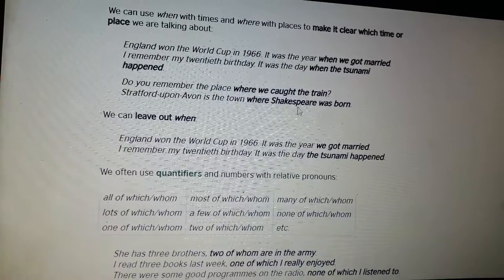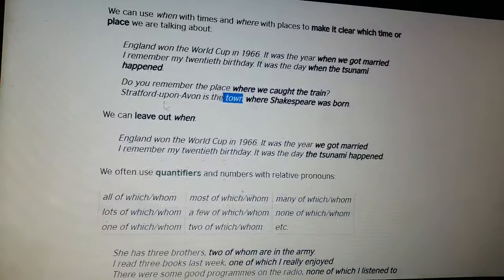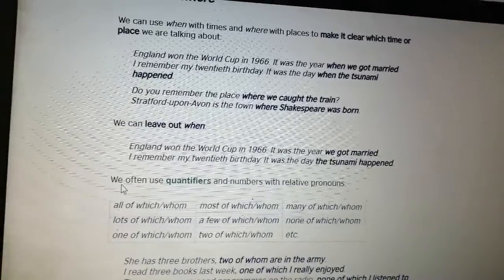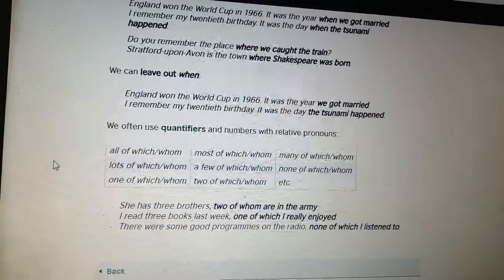Let's say Amman is the city. Let's change it: Amman is the city where we met. Where refers to Amman or to the city. It's a location, it's a place. Good.